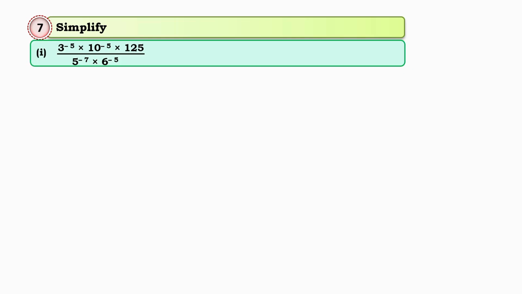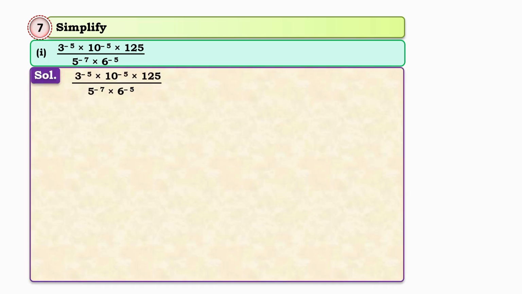Now 3 to the power minus 5 into 10 to the power minus 5 into 125 by 5 to the power minus 7 into 6 to the power minus 5. So let us take a look how to solve this. First we are going to split whichever is a non-prime number, that is 10, 125. These are non-prime numbers. So first we are going to convert it in terms of the factors of the number. Also 6 should be split into 2 into 3.